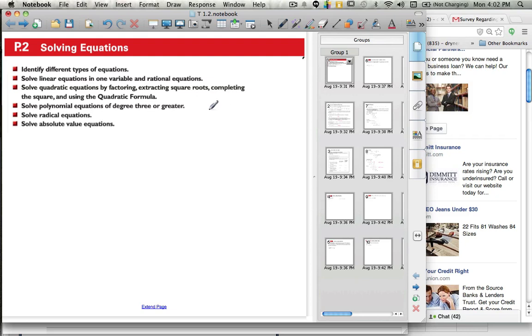So in section 2, we're going to be working on solving different types of equations. This is going to go through several different types of equations we've learned about through the process of Algebra 1 and Algebra 2. So we're going to work on solving linear equations in one variable and also solving rational equations. We're going to work with quadratic equations, and we've learned 4 basic methods for doing that: factoring, finding square roots, completing the square, and using the quadratic formula. We're going to solve polynomial equations that are cubic or higher, or a degree of 3 or greater. We're going to solve radical equations, and we're going to solve absolute value equations.